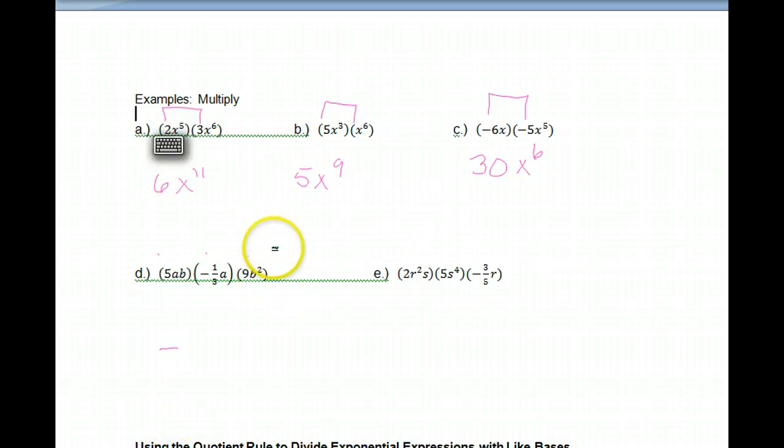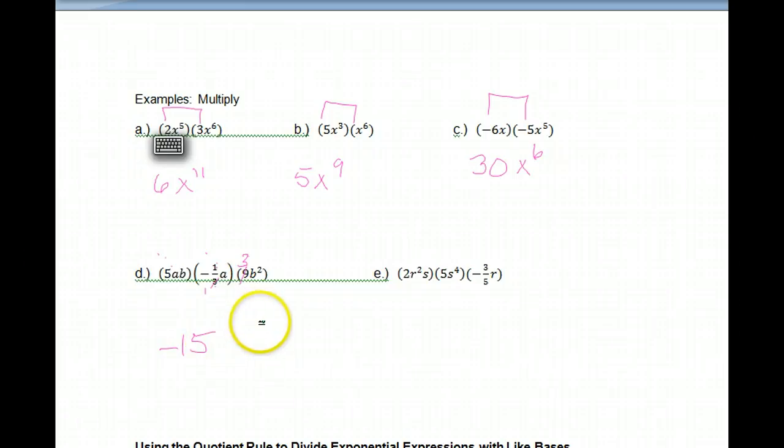And now we're going to look at our coefficients. We have 5 times 1/3 times 9. As I look through this, the first thing I see is a fraction. I don't like fractions. I don't like dealing with them. I want to check for cross-canceling to see if I can get rid of it. So I'm going to look at the 3 and the 5. Can't cross-cancel that way, but I can cross-cancel with a 3 and a 9. My 3 will become a 1, my 9 will become a 3. So now I am multiplying 5 times 1 times 3, which is just 15.